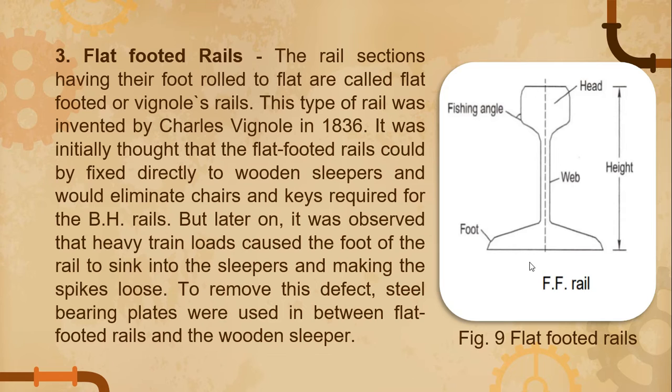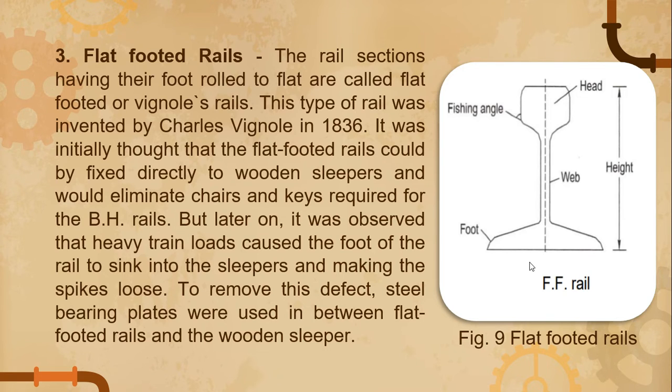Then the last type of rails is the flat-footed rails. So the flat-footed rails, it is a rail section having their foot rolled to flat, and it is also called Vignoles rails because it was invented by Charles Vignole in 1836.